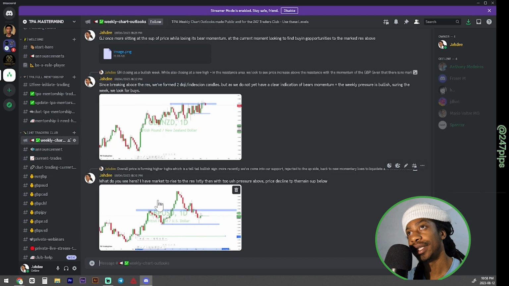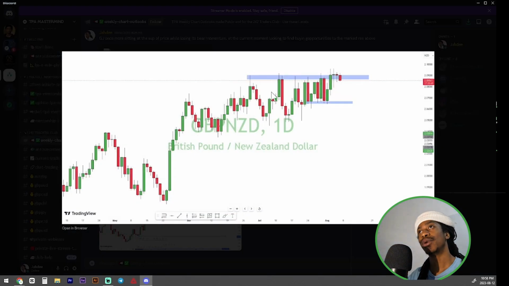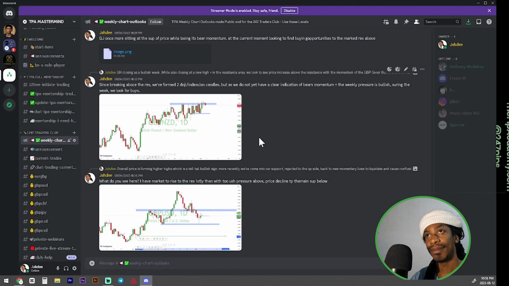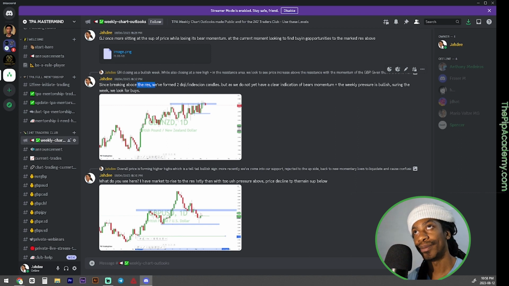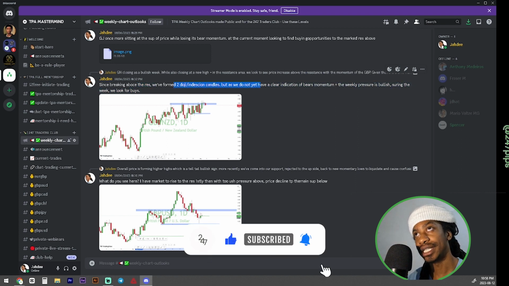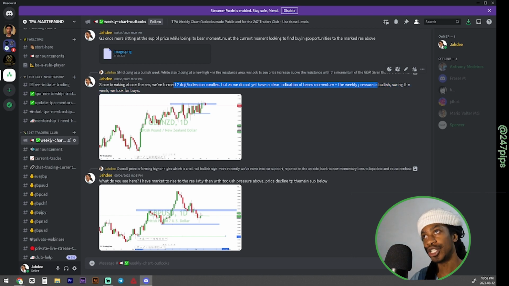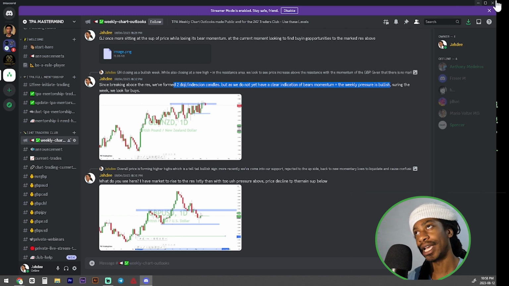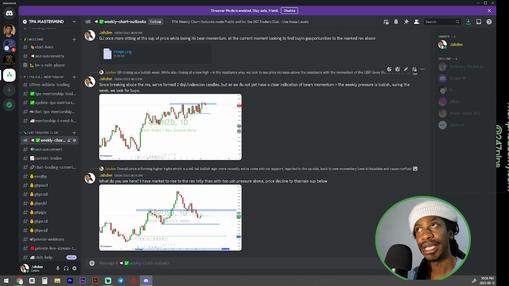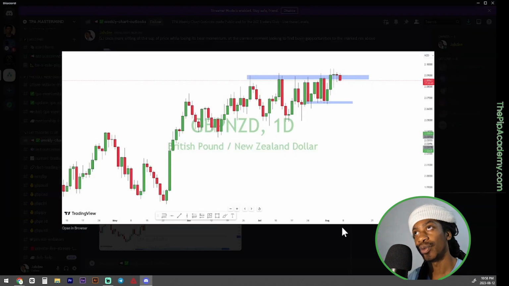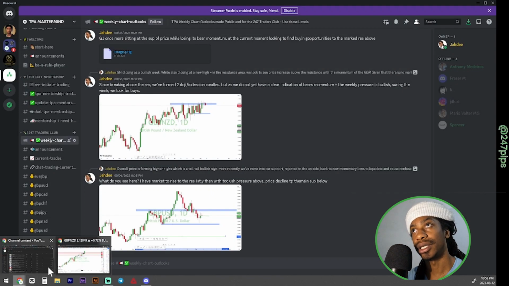So from the weekly charts, we do have the bullish pressure that we've been seeing come in as we've been rejecting the support. So here I have, since breaking above the resistance, we formed 2 doji indecision candles, but the resistance would not yet have a clear indication of the bearish momentum. Plus the weekly pressure is bullish. Looks like I have a lot of typos here, but it does say here sharing the week, looking for buys. So during the week, yeah, we're looking for buying opportunities. We've broken above the resistance, looking for the resistance to hold, and ta-da.